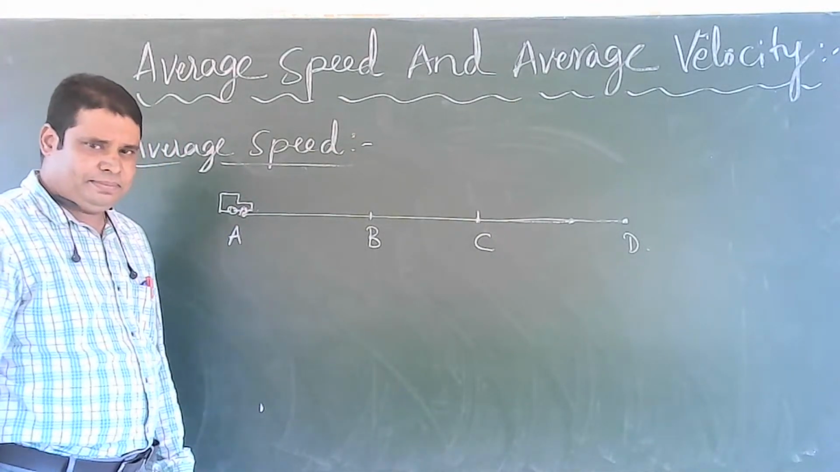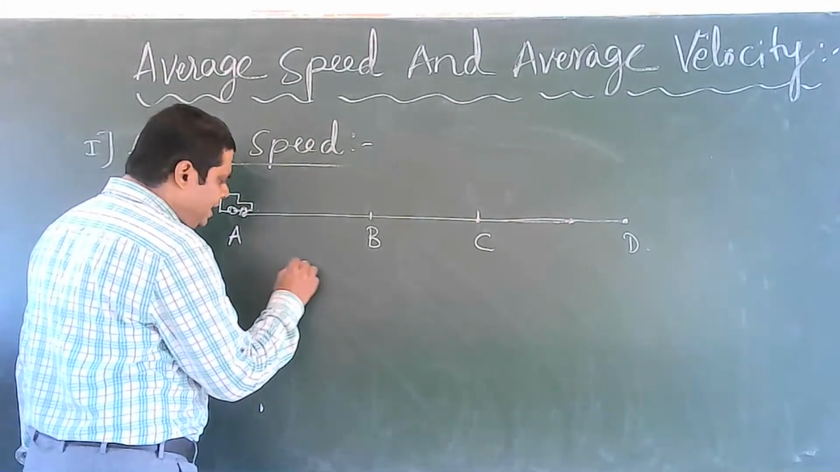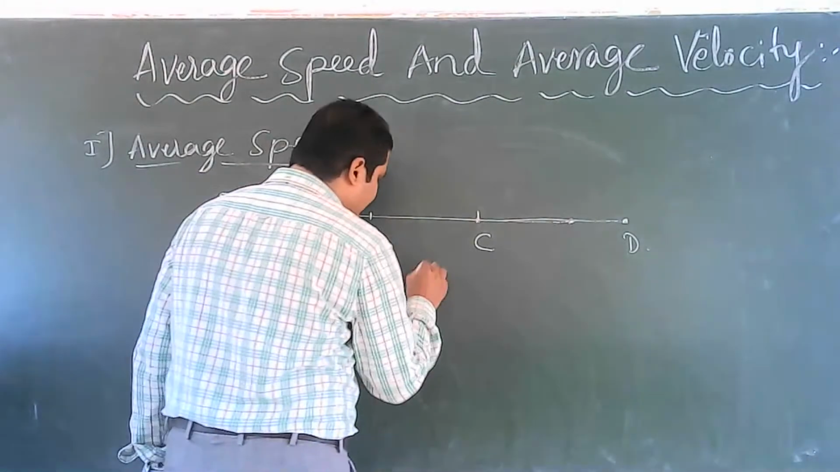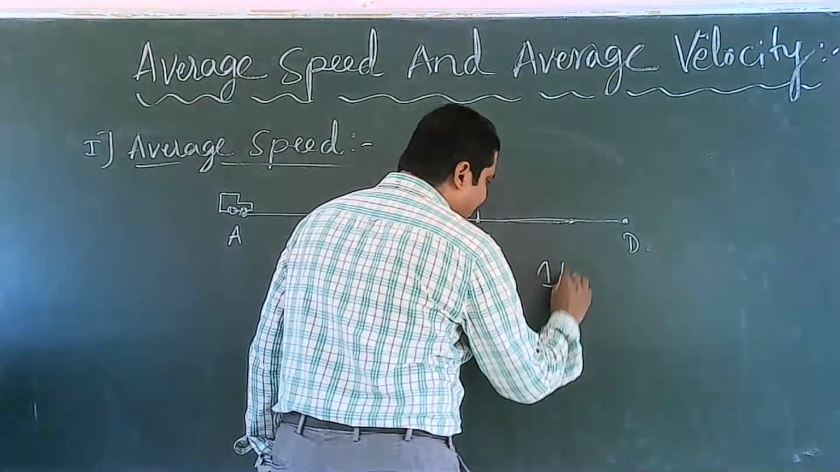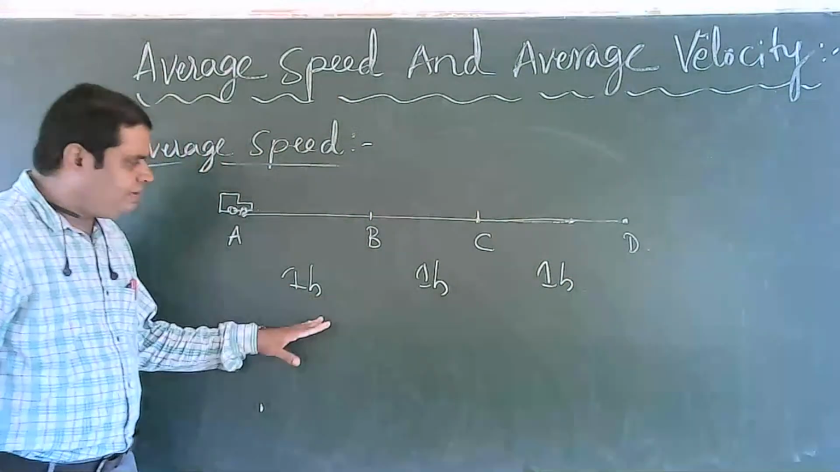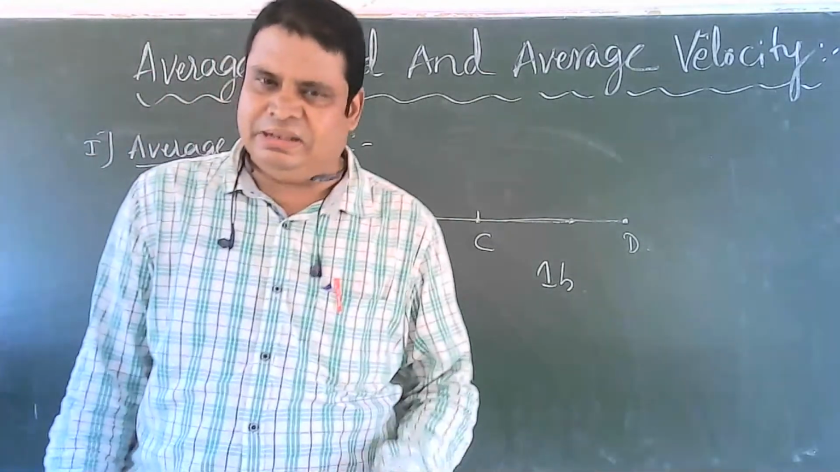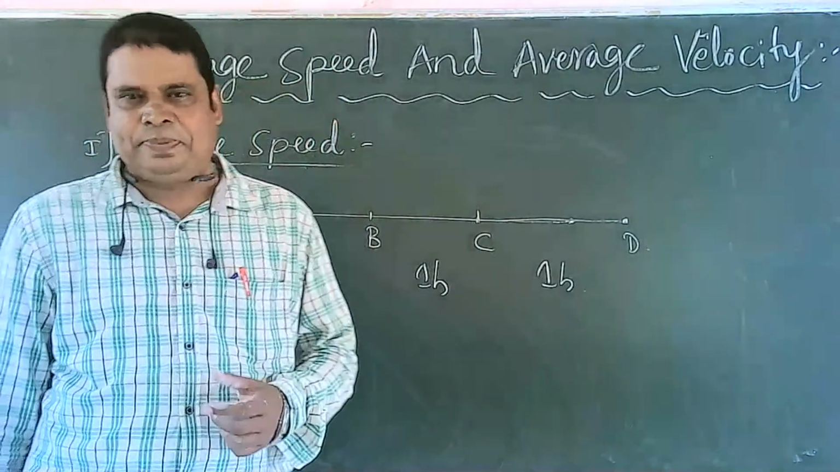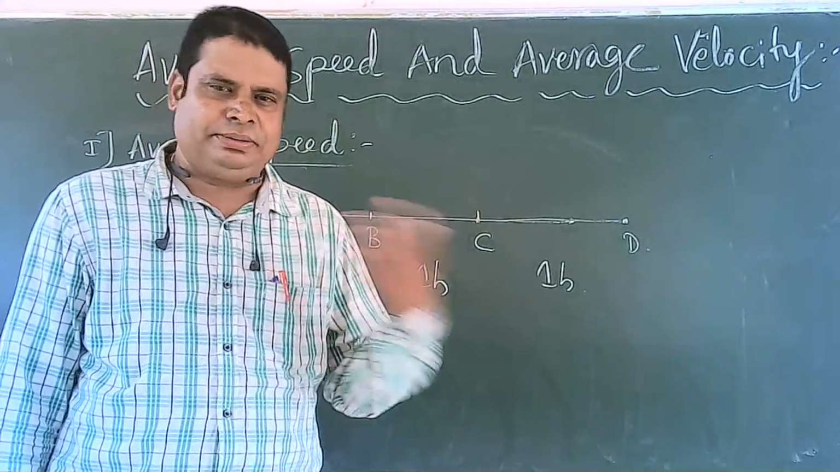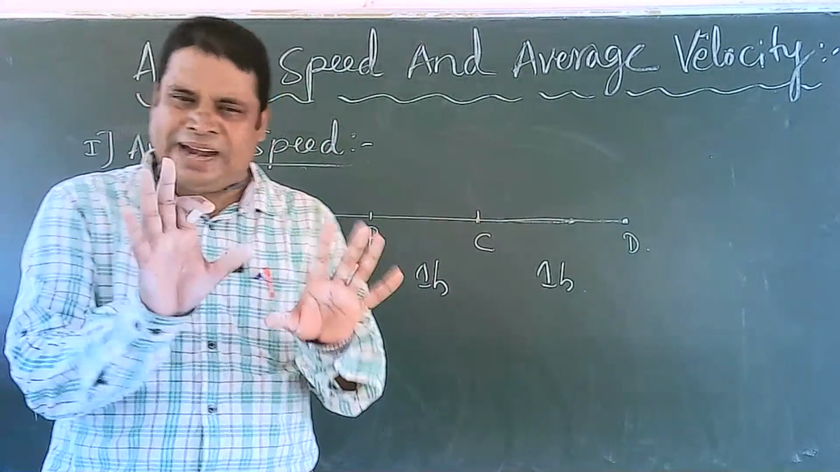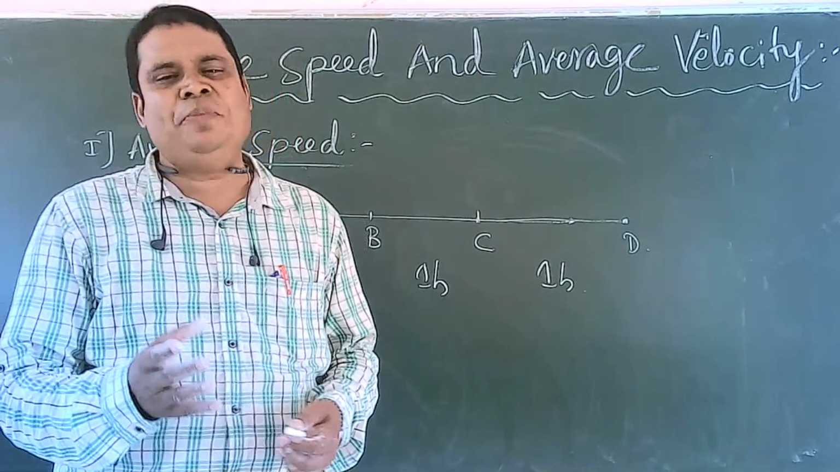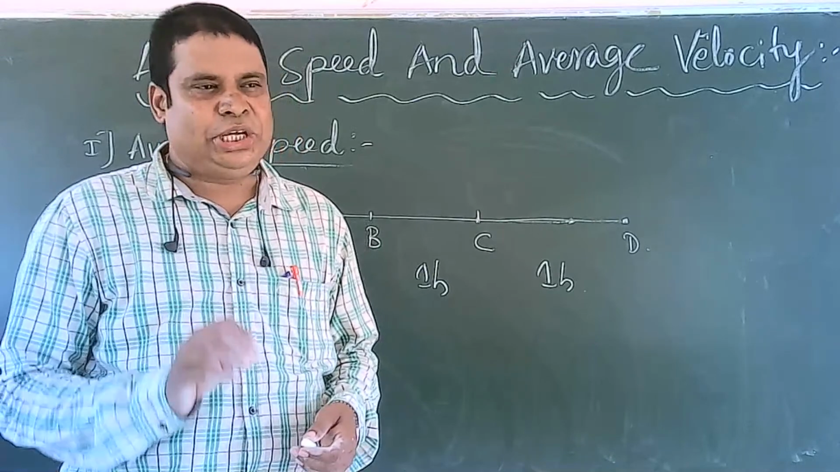Your starting point is A. This journey is divided into three equal intervals of 1 hour, 1 hour, 1 hour. Remember, meter per second is the SI unit of your speed or velocity, but practically we represent it in kilometer per hour.